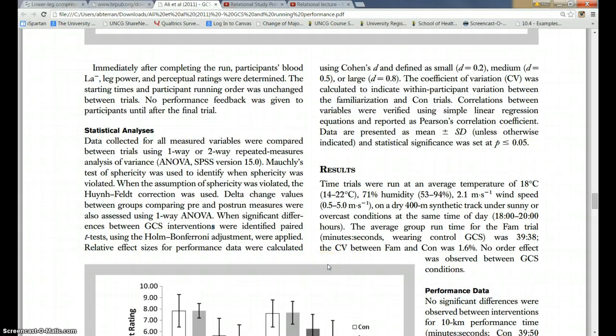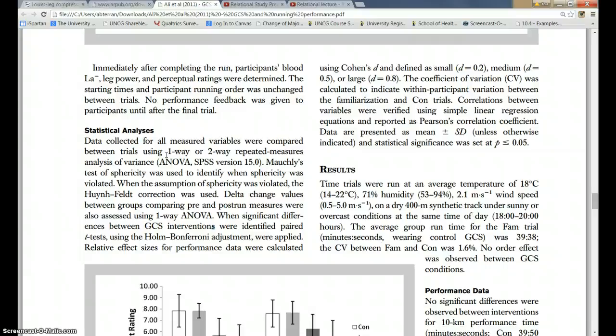All right, so I'm back to my compression stockings article, at the statistical analysis section of it. Let's see if we can break this down and understand why they're using the statistical analysis that they're using. Data collected for all measured variables were compared using one-way or two-way repeated measures ANOVA. Immediately I know one-way ANOVA, I'm looking at differences between 2 or more groups. Actually 3 or more groups, like I mentioned before. A one-way means we're only looking at one factor, and a two-way means we're looking at 2 factors.